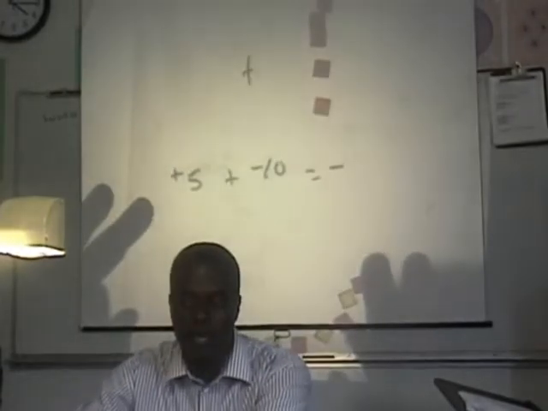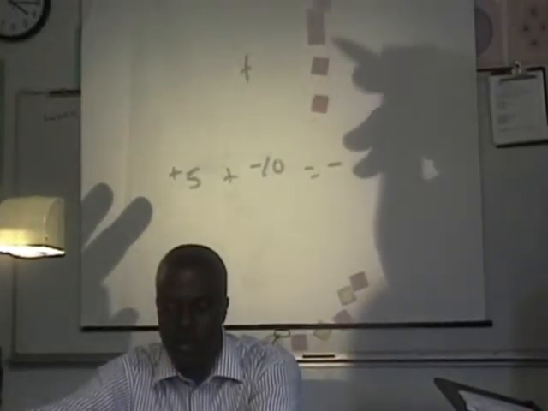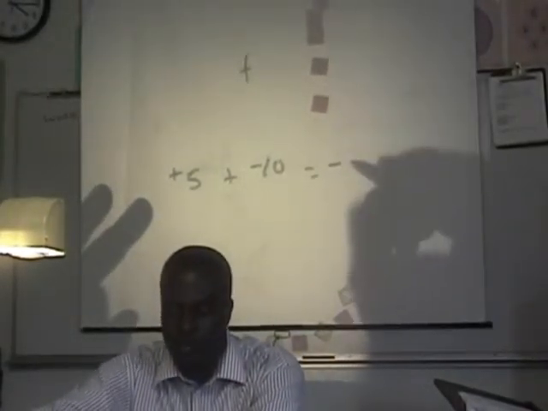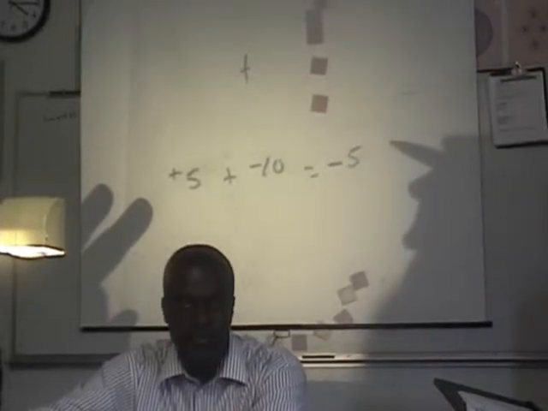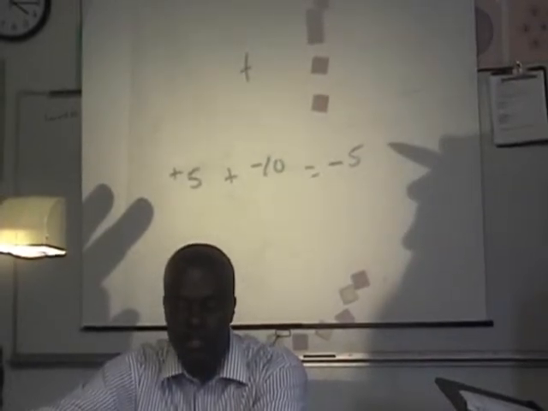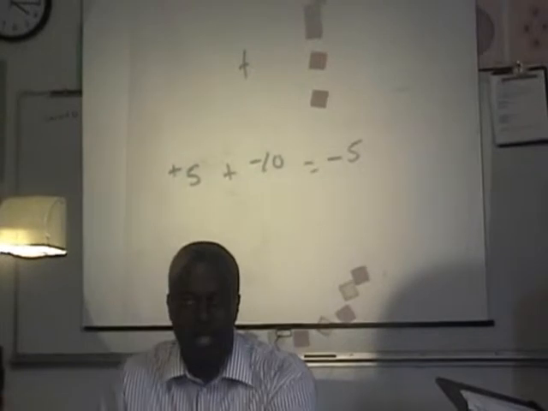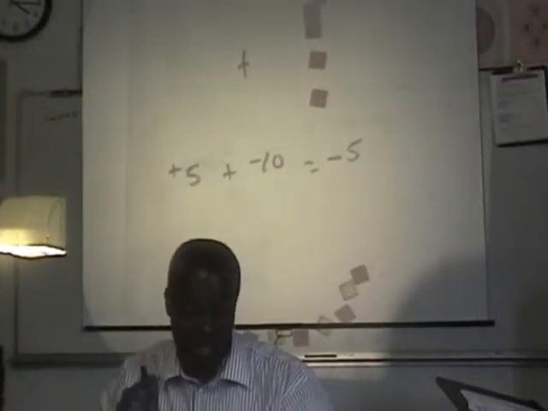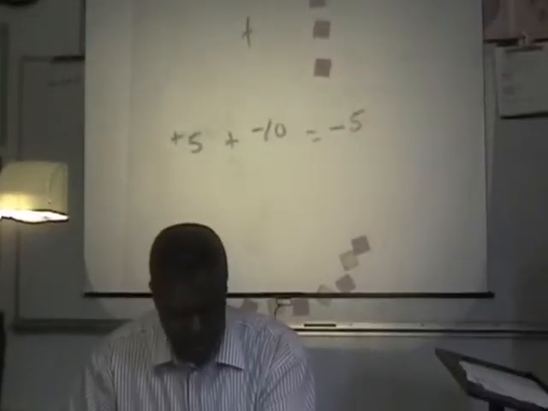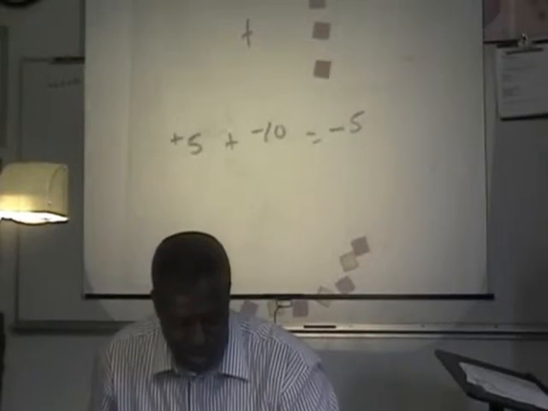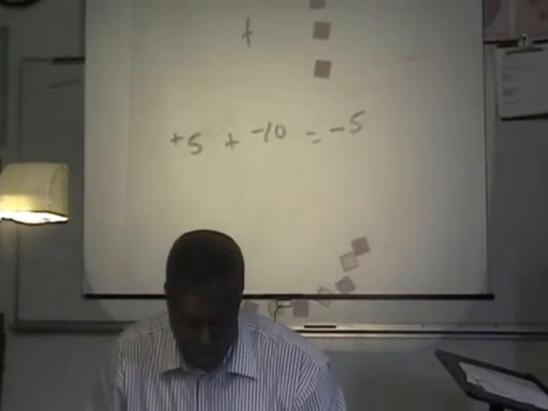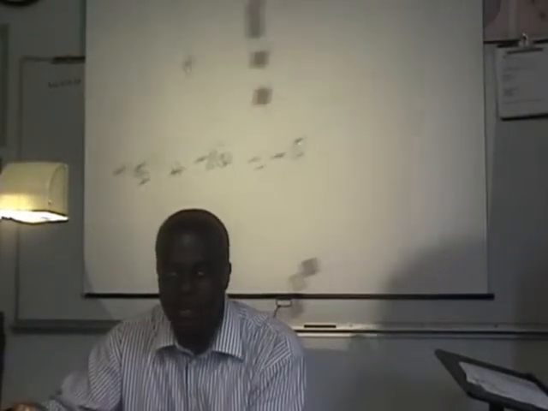And finally, these two. How many is remaining? 5 positive or 5 negatives? The answer is negative 5. Any questions? Okay. Now, let's get to the example here. Open your books. Let's look at example number 1 in your book. Please look at example number 1.